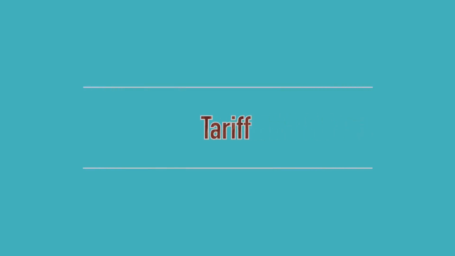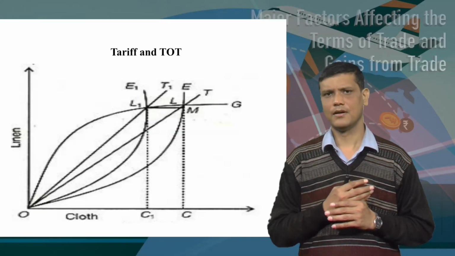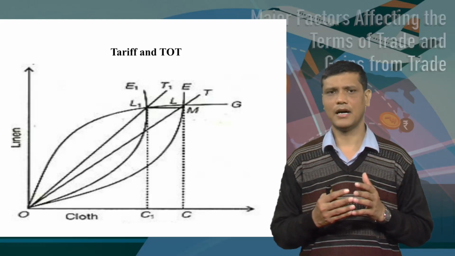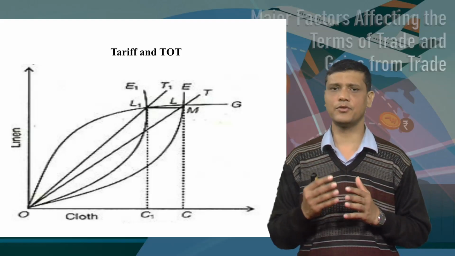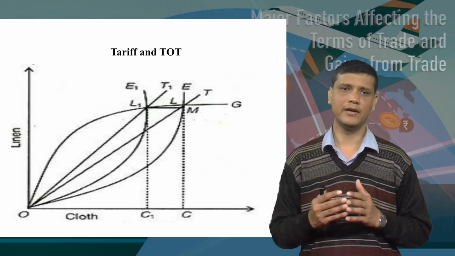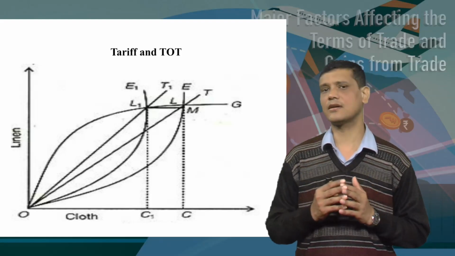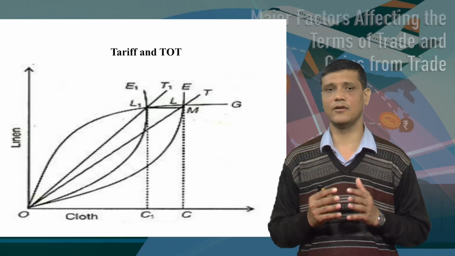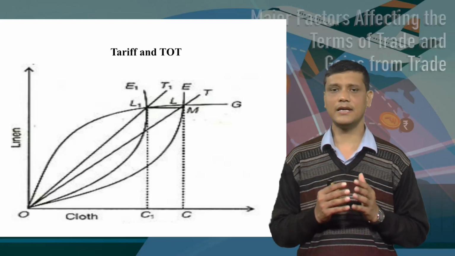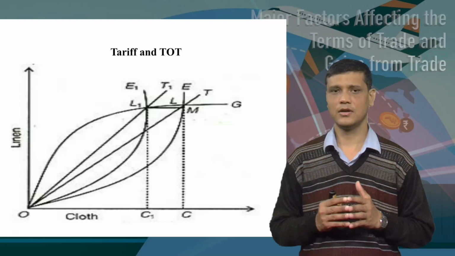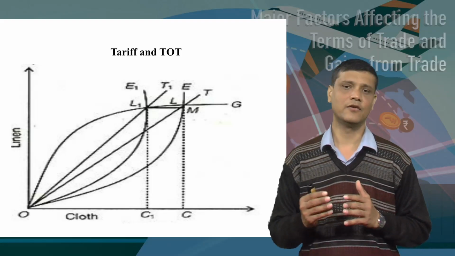The next factor affecting terms of trade is tariff. An import tariff improves the terms of trade of the imposing country. In the diagram, the offer curves of England and Germany before the imposition of tariff are OE and OZ respectively. The initial terms of trade are given by the line OT. England is exporting OC of cloth and importing CL of linen from Germany.